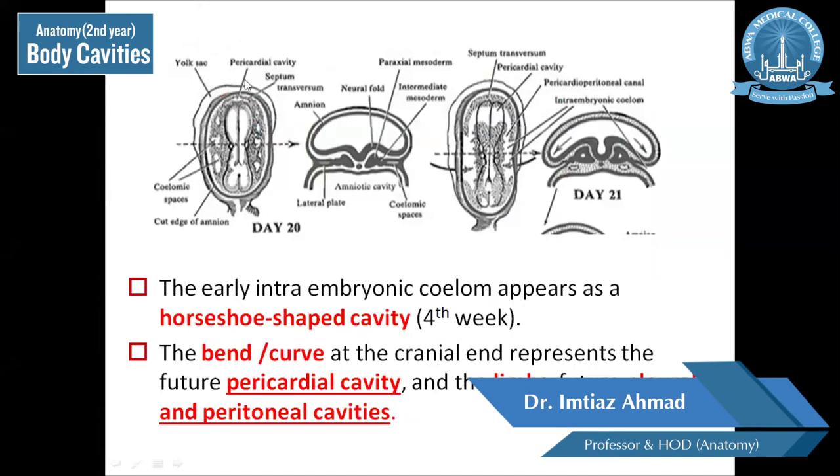Now here you see again the disc, this one. This cavity, this one, which is forming all around. It has got two lateral limbs and one cranial end where these are forming a blind end. Okay. So this is the region where the pericardial cavity would form. We'll see how it is done. These are the two limbs, and this is the cranial end of the cavity, which is the future pericardial cavity.